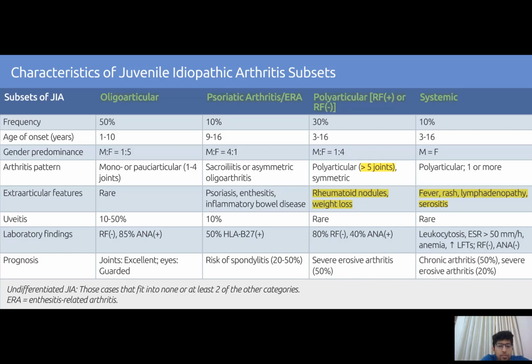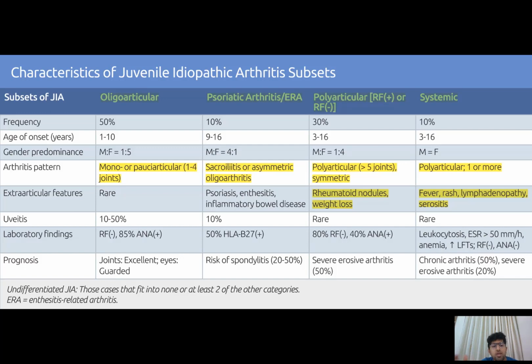In the psoriatic type, the sacroiliac joint is most commonly involved, and the involvement is asymmetric. In the monoarticular or oligoarticular type, less than 5 joints are involved, 1 to 4 joints, and this is a rare type of presentation. The polyarticular type is the only one with symmetric involvement, and even the systemic is a type of polyarticular, so these are the ones with symmetrical presentation. The psoriatic type and the oligoarticular type are asymmetric.